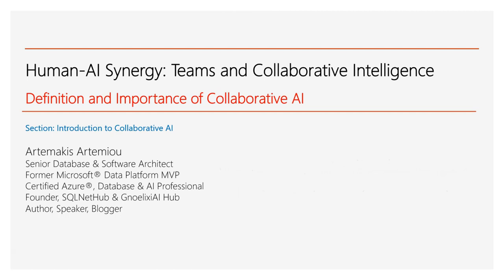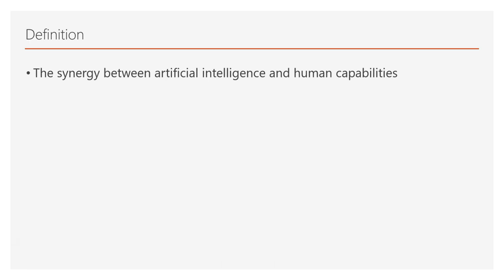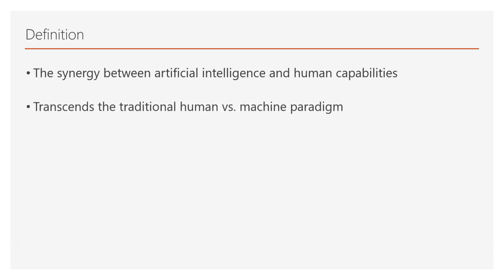In essence, this lesson not only clarifies the conceptual foundations of collaborative AI, but also underscores its profound importance in reshaping problem-solving, decision-making, and innovation. The first thing when it comes to defining the term collaborative AI is that it is the collaborative intelligence that represents the synergy between artificial intelligence and human capabilities. Moreover, it transcends the traditional human versus machine paradigm, thus fostering a collaborative relationship where each enhances the strengths of the other.